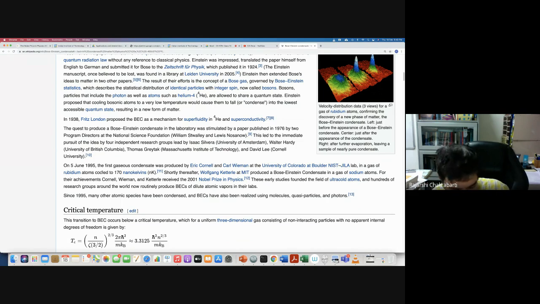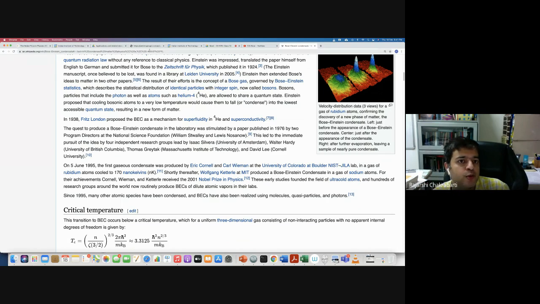So how many years? 70 years, isn't it? Yes, sir. And we have a contribution from India in this, and Bose's name is now associated with bosons. This is nice. And then after 6 years, in 2001, these people got the Nobel Prize.